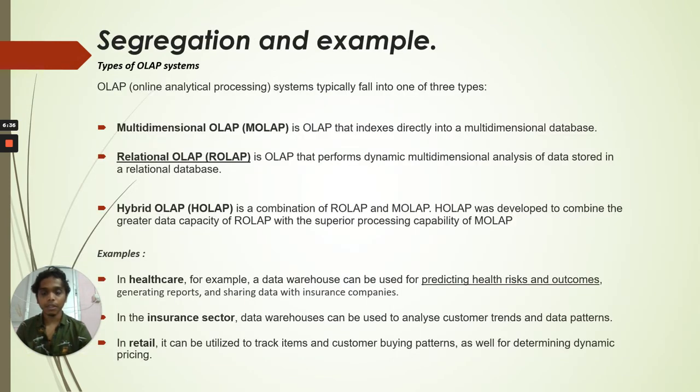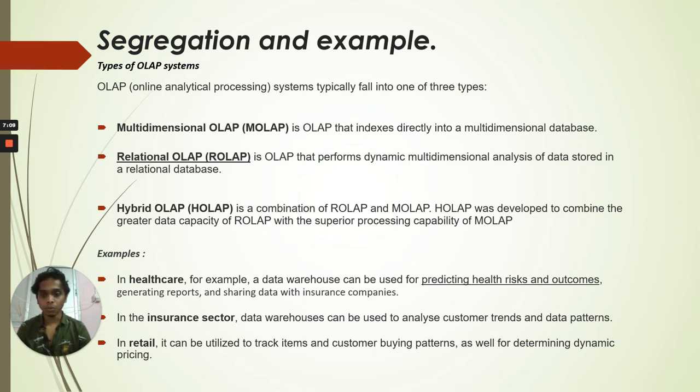So now let's go with the segregation of OLAP types. OLAP systems typically fall into three types: multidimensional OLAP, relational OLAP, and hybrid OLAP. So what is multidimensional OLAP? Multidimensional OLAP indexes directly into a multidimensional database. What is next? Relational OLAP. Relational OLAP is the OLAP that performs dynamic multidimensional analysis of data stored in a relational database.